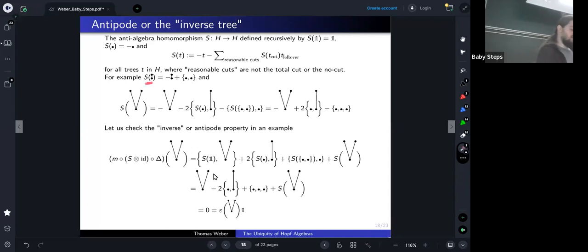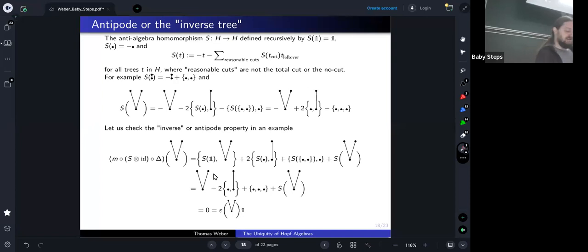If you take this small tree here, by definition, it's first minus the tree. And then the only reasonable cut that we can do is cutting once here, where we are left with two single vertices. And we have calculated that S of the single vertex is a minus. So this is why this minus becomes a plus. This is the antipode of this tree.